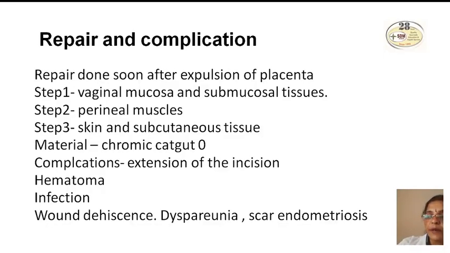So how to repair? Repair should be done immediately after the expulsion of the placenta. First we have to identify the apex of the wound. Then, using chromic zero catgut, we have to suture the vaginal mucosa and the submucosal tissue by continuous interlocking sutures, and that suture should end at the mucocutaneous junction at the level of the perineum.